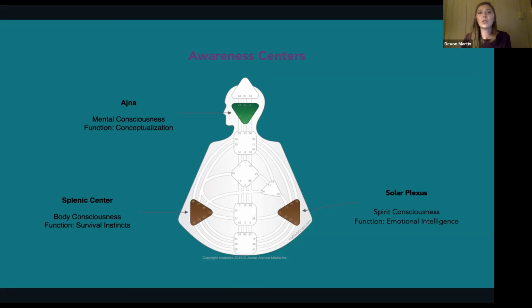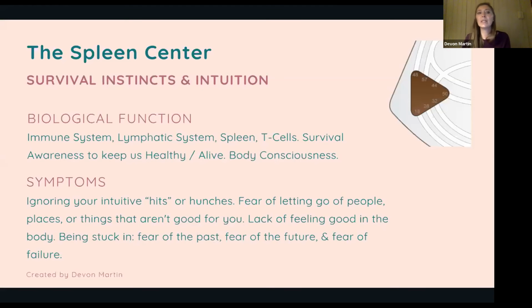So first, I want to talk about the spleen center. The biological correlation and function of the spleen center, just according to Human Design, obviously, this is one system's perspective of it. This is our immune system. So it keeps us alive. It's the hits we get. Don't walk down that dark alley. Don't eat that thing, right? Those just in the moment awareness to keep us alive. That is its basic function.